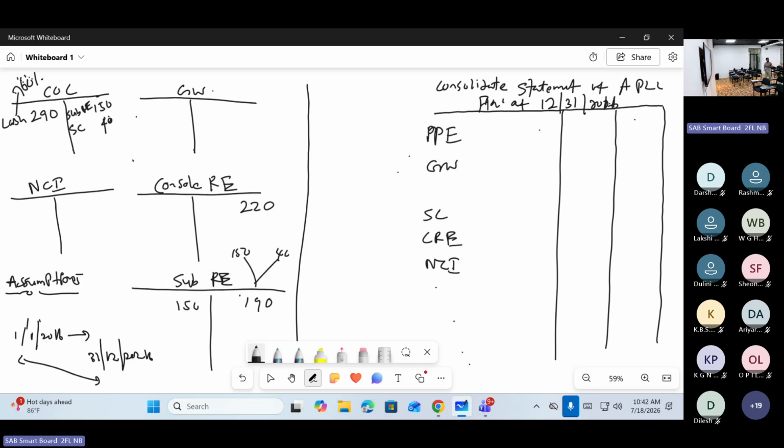Come to the cost of control account. Put the NCI double entry. How are we going to do that? Cost of control account, debit. NCI account, credit, 76. Right?